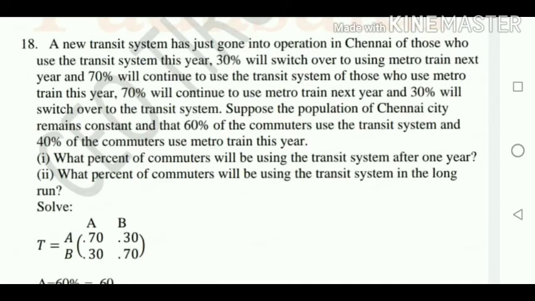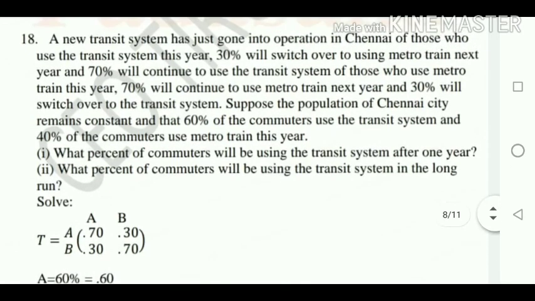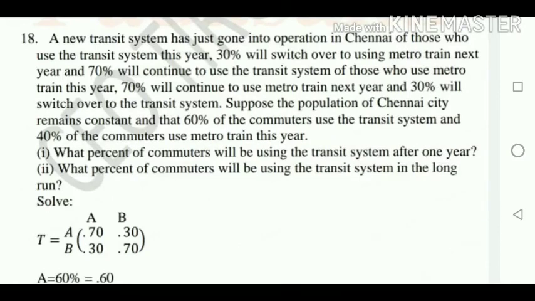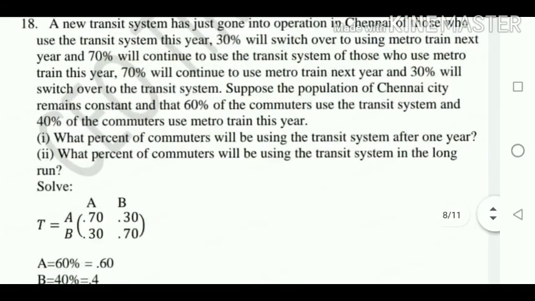Here they are saying about metro and transit system. Okay, so in metro train it is 70%, and transit system it is 30%. If 30% of metro means transit system, it is 70% metro. So this is the transition probability. The next line says that 70% will continue to use the metro train next year and 30% will switch over to the transit system.